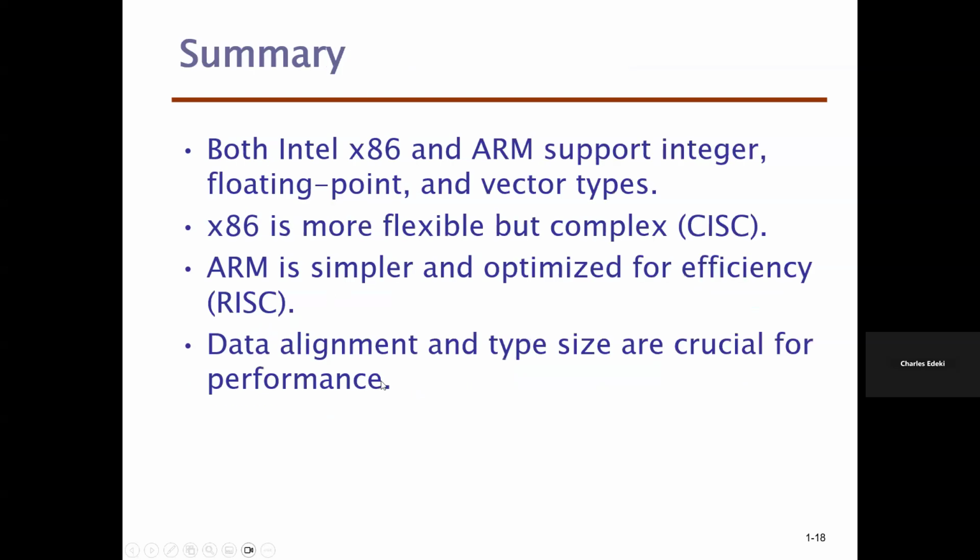Let's see, to summarize everything. Again, there's no new theory here. We just compare. I think we went through the concept here already, the data types. We just compare x86 with ARM, so kind of comparing CISC with RISC in terms of instruction set architecture and data types. So that's all we can say here.